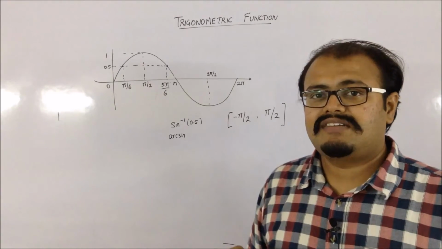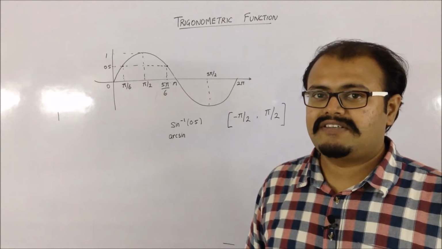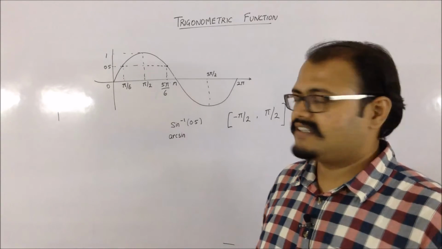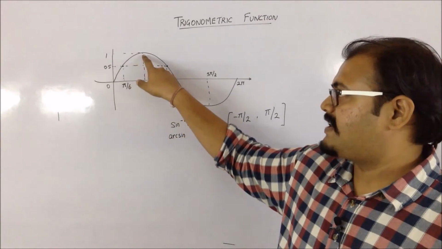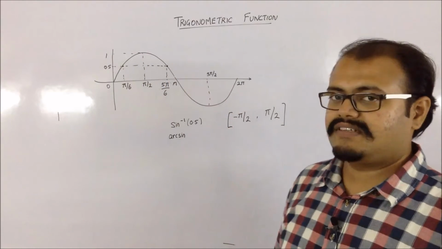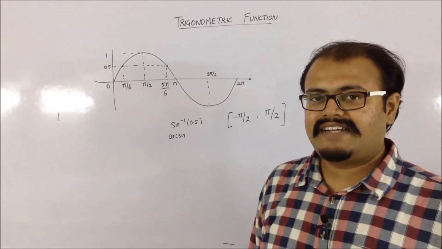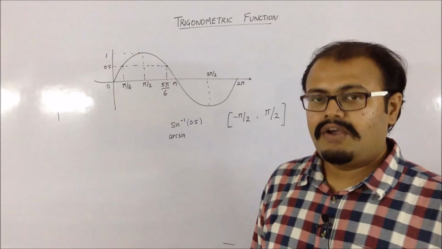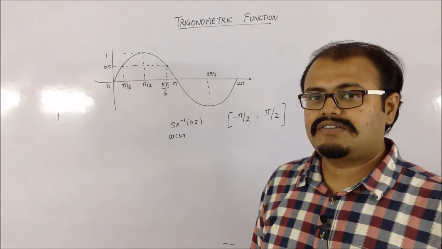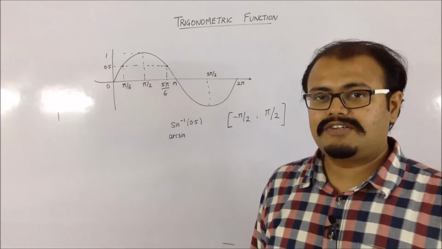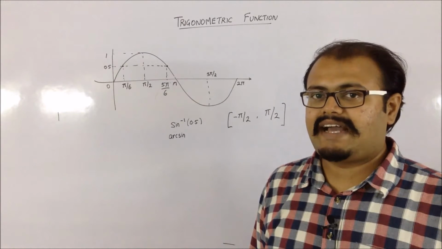Now let us see what is the domain of this particular function. Since you are going to have the values between 1 and minus 1 only, the domain defined for inverse of a sine or inverse of a cos, that is cos inverse or sine inverse, will be between minus 1 and 1.